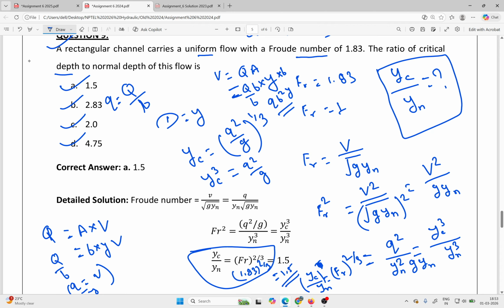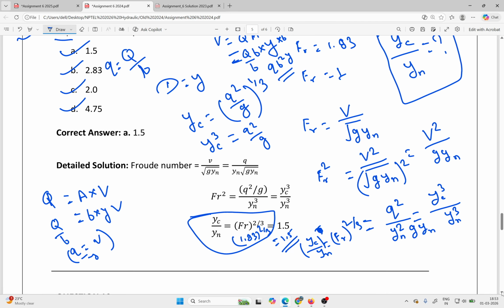So this was a very interesting question. This was a different question from what we have solved already. A lot of questions we have solved, but this was a different one. So you can expect such type of question in the examination. So okay, that is very nice. Let us move on to the next one. So this was 1.5. So option A is correct here for this question.